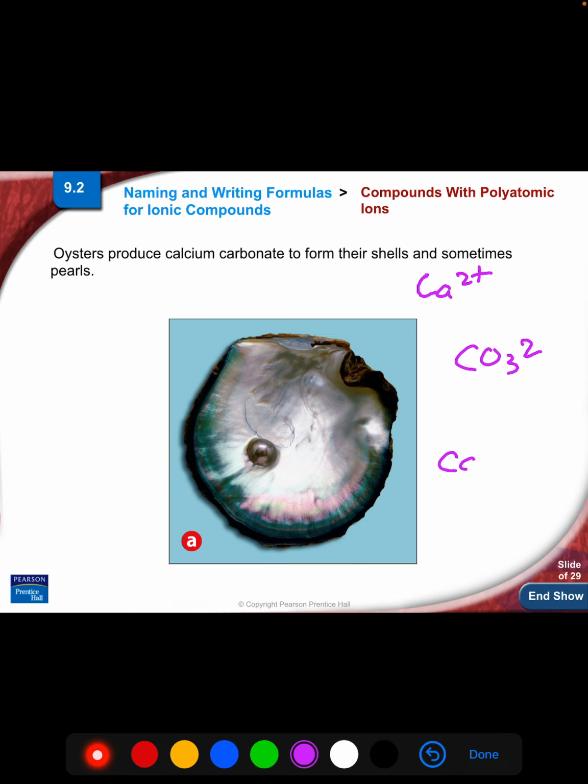So calcium carbonate is simply written like that. You don't have to put the parentheses around it because the 1 is understood, okay? But it is written calcium carbonate like that without the parentheses. I wouldn't penalize you, I guess, if you did. It would just look odd.